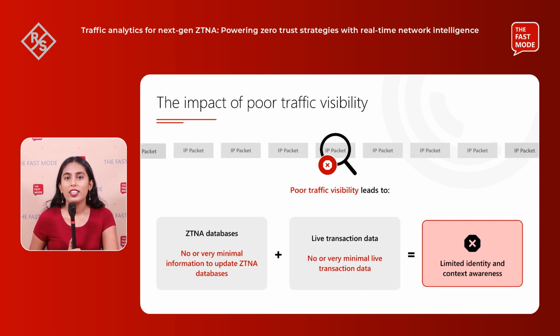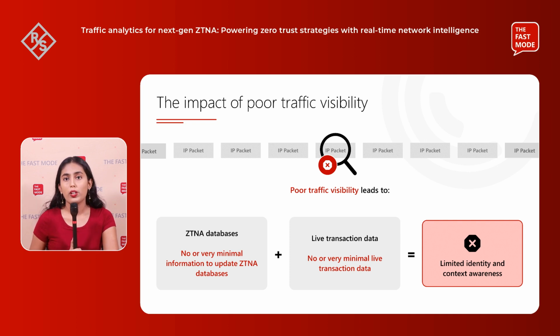So what happens when there is a lack of visibility? Without traffic visibility, identity and context awareness in ZTNA is severely hampered because live transaction data is unavailable. Without live transaction data, ZTNA databases become stagnant, and maintaining and validating these databases becomes a very manual and error-prone process. This means that the information stored in these databases may not accurately reflect the current network environment, as they don't receive the latest updates on users, devices, and resources.